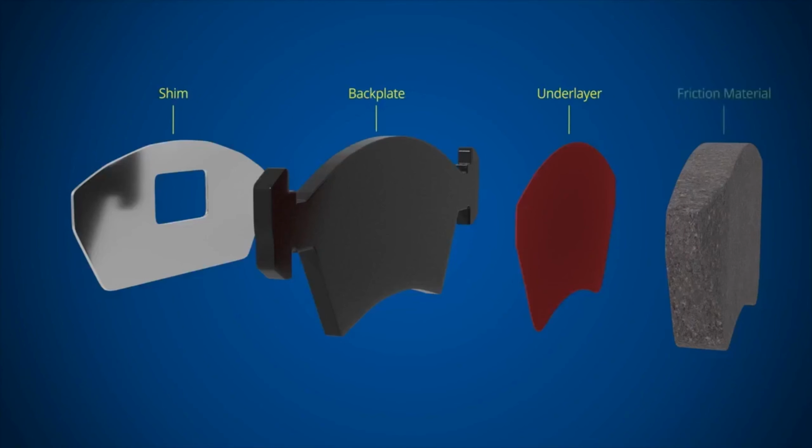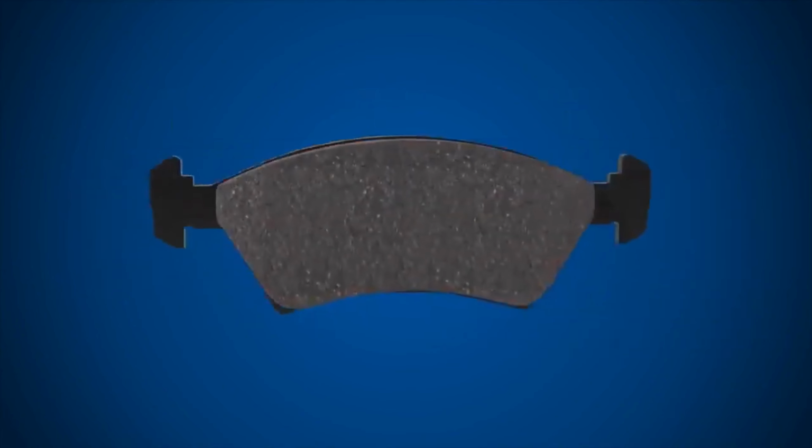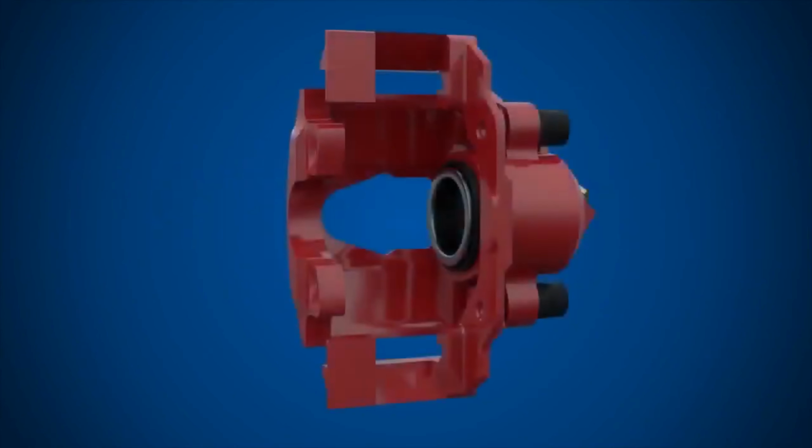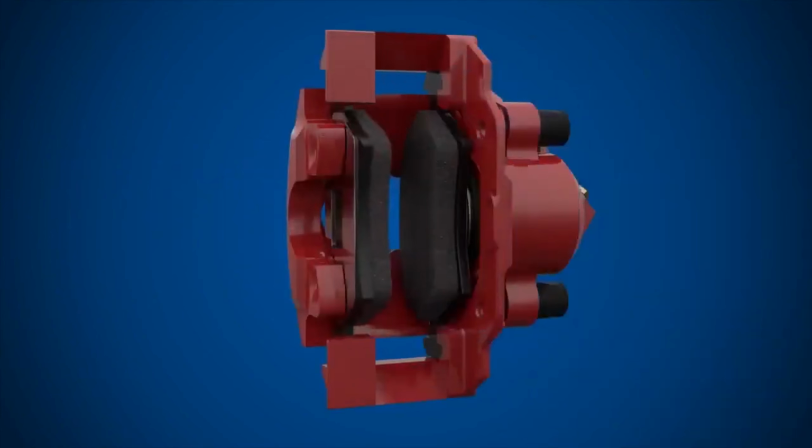Finally, we have the friction material, which is made from a variety of compounds designed to offer a combination of stopping power, longevity, strength, and comfort. The brake pads are often held in place by springs, pins, or in our case, a clip. These accessories should always be replaced when brake pads are changed.